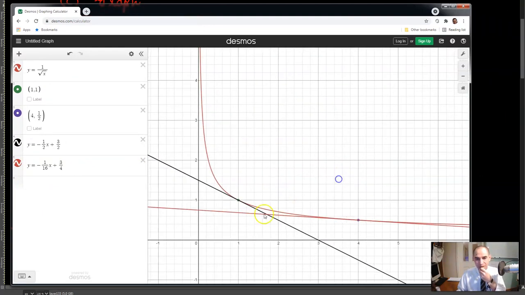And you can see that this is basically tangent to the graph of the function at (1, 1), and the other line, this line over here, is tangent to the graph of the function at this point, right? So far we have no problems.